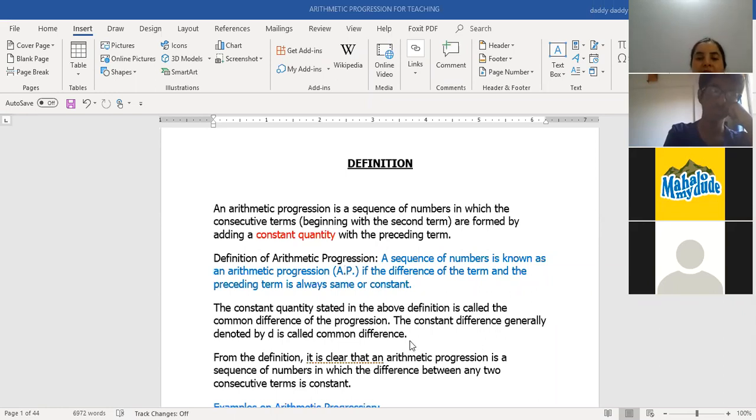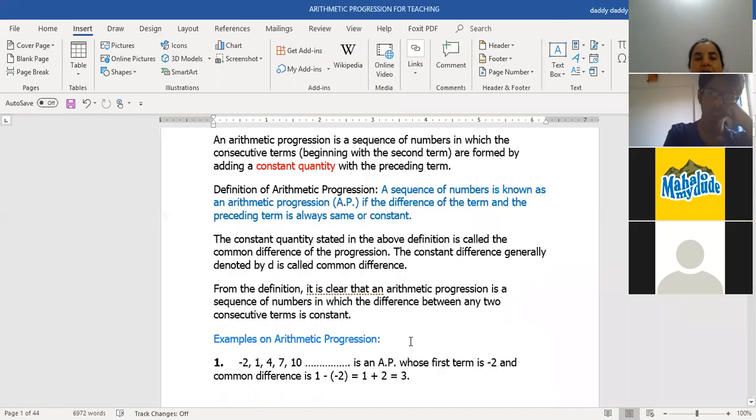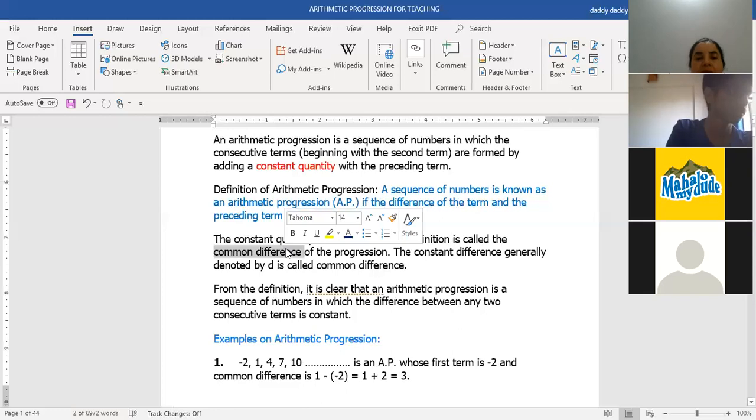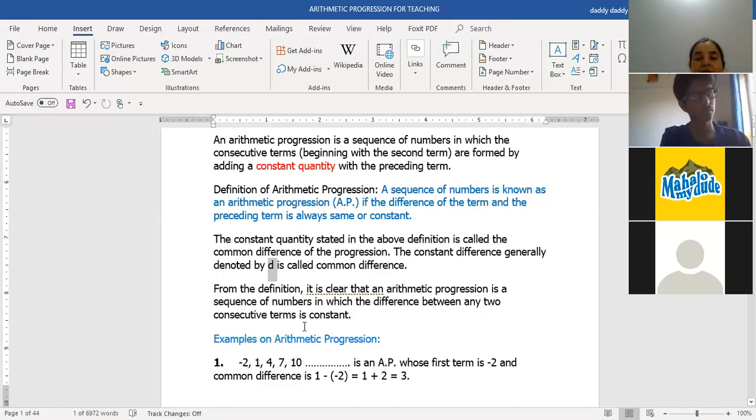So we will understand, I'll take a few examples. Now, the difference over here is called the common difference. Why is it called a common difference? Because it is the same throughout. And it is generally denoted by small letter d. Now, because it's a chain of numbers or a sequence of numbers in a certain pattern, we have to give certain names to the terms of this sequence.